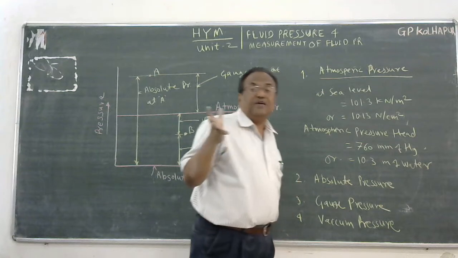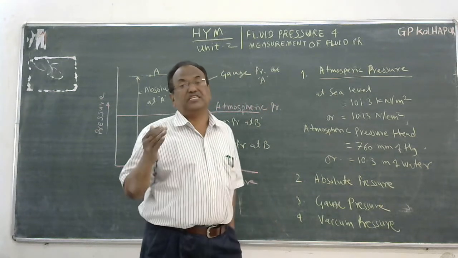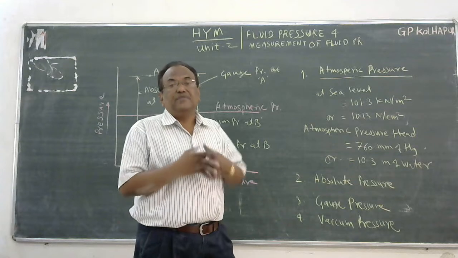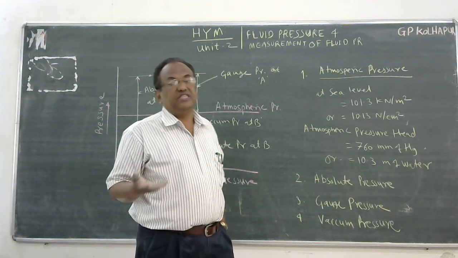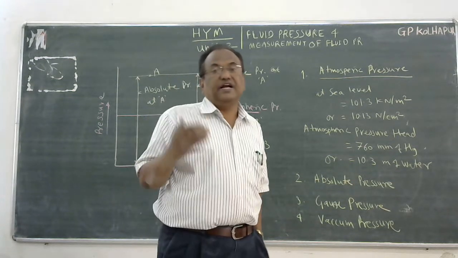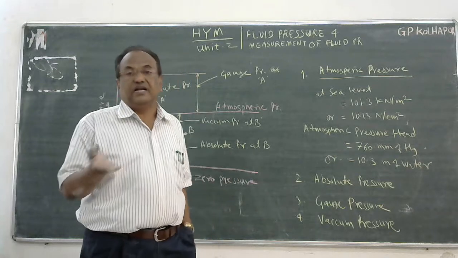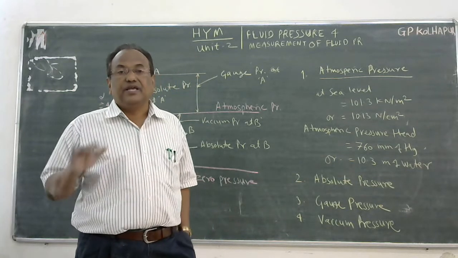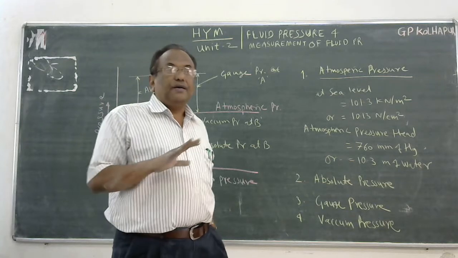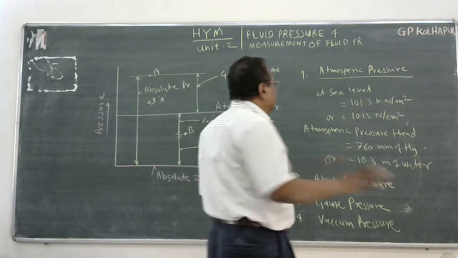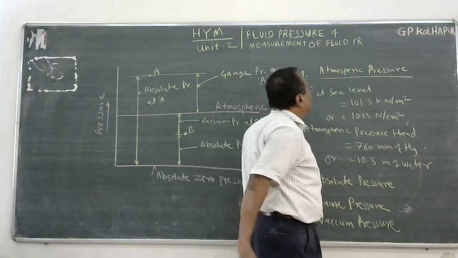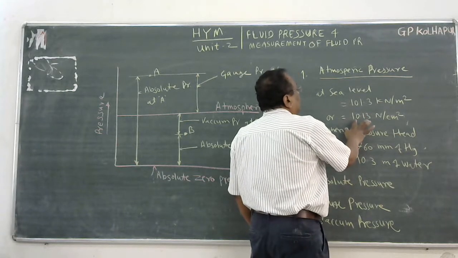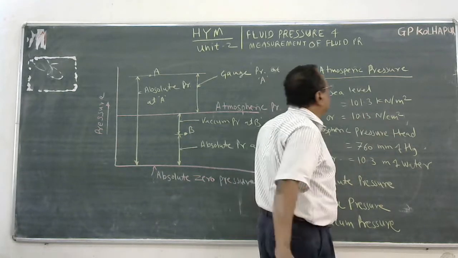This atmospheric pressure varies from place to place, because the temperature variation is there, the moisture content is different at different points, and also the altitude is different. So, naturally, it is taken with reference to sea level at 20 degree temperature. It comes out to be 10.30 Newton per centimeter square.